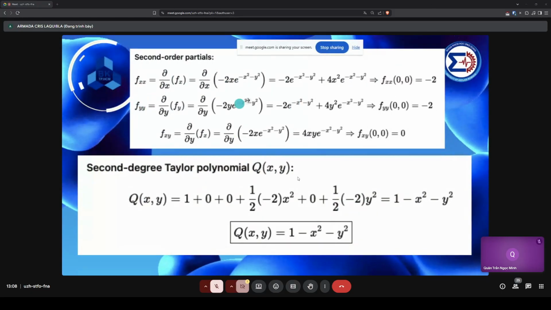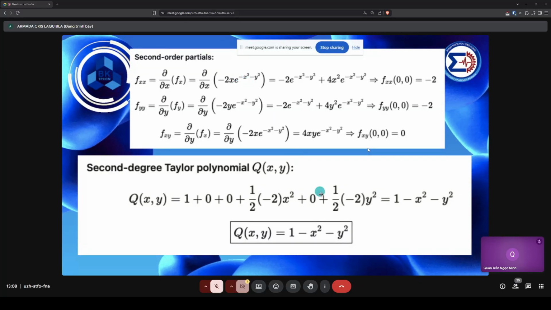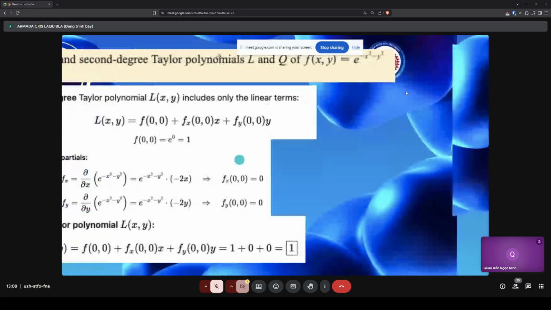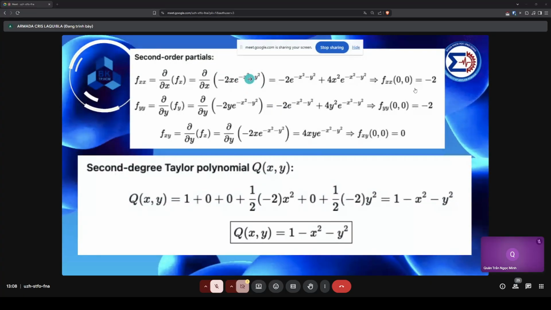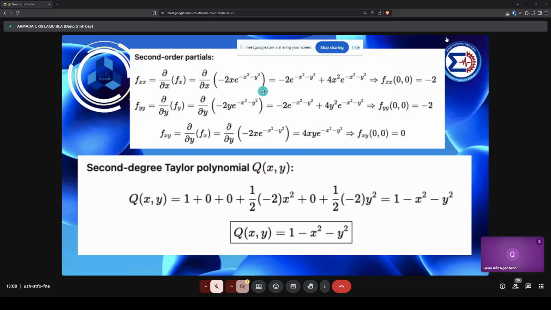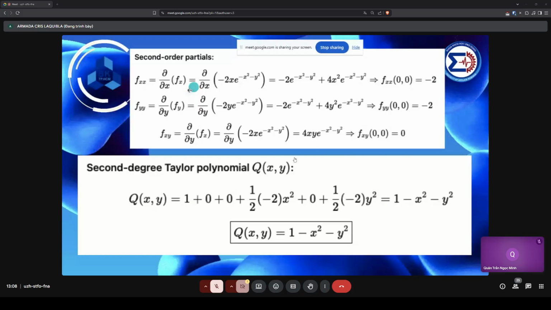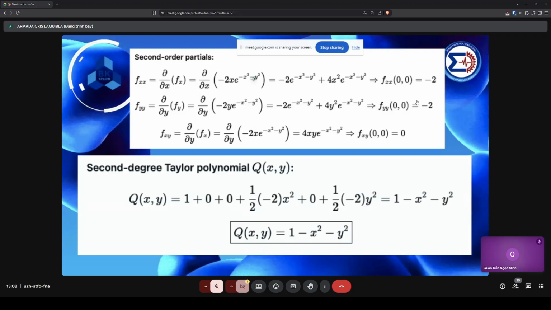fxx first. Since this is your fx, correct? Can you imagine it? It's from here. It's negative 2x times e to the power of negative x squared minus y squared. Now, there's an x here and there's an x here also. So we apply the product rule here.